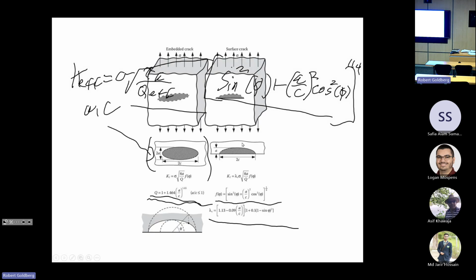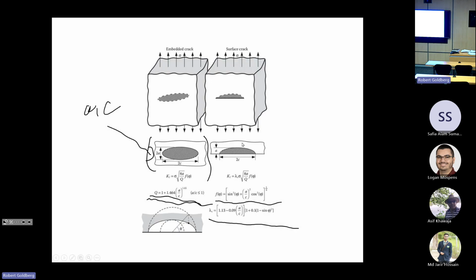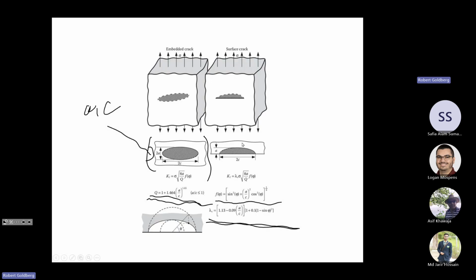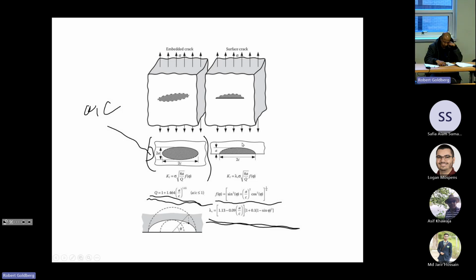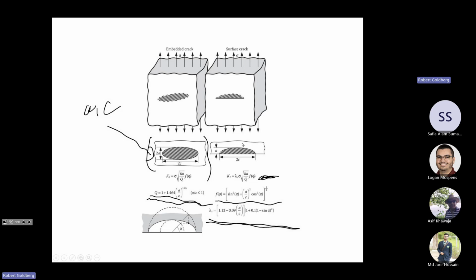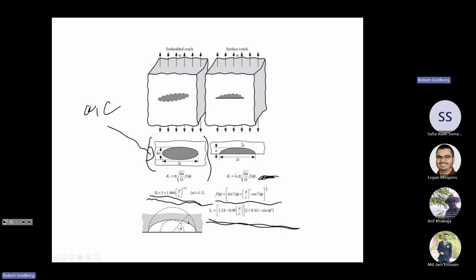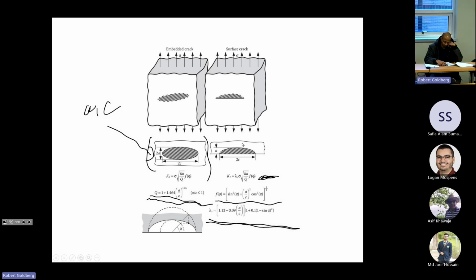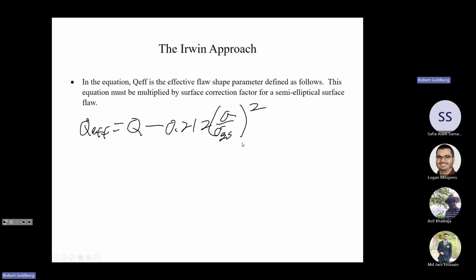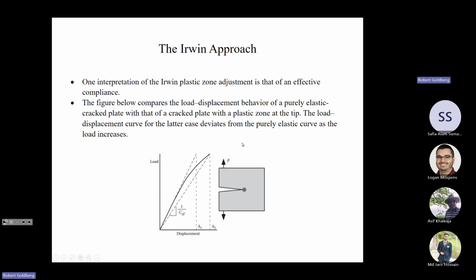And also note that for a semi-elliptical flaw, we have this lambda term that we also have to account for as indicated here. So these are just a couple of simplified closed form cases for specified parameters.